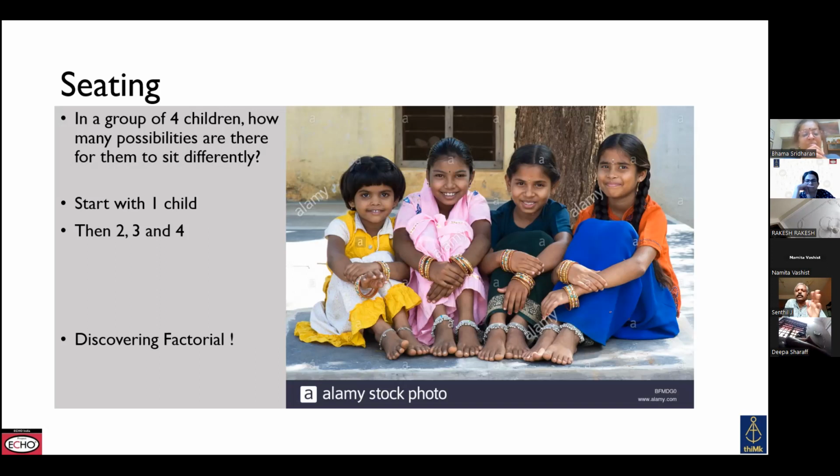Then they will figure out, okay, if it is one child, that's just one. If it is two, that's two. If it is three, it becomes six. If it is four, it becomes 24. What is happening there? And slowly, when children see these patterns as a sequence, what would happen to five children? Once they look at the sequence, they can figure out that it is going to be factorial. It's 4 times 3 times 2 times 1. So we need to lead them through this discovery process, not just tell them the answer quickly.